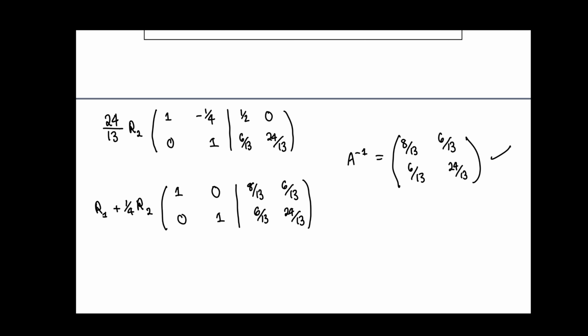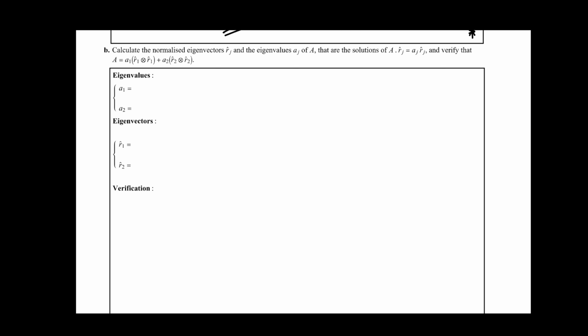So that's part A done, using both methods. Part B: calculate the normalized eigenvectors Rj and the eigenvalues Aj of the matrix A that are the solutions of A multiplied by Rj is equal to Aj multiplied by Rj, and verify that A is equal to this equation over here.